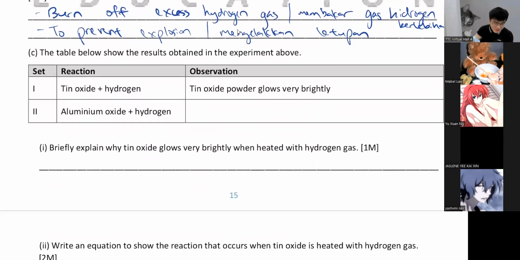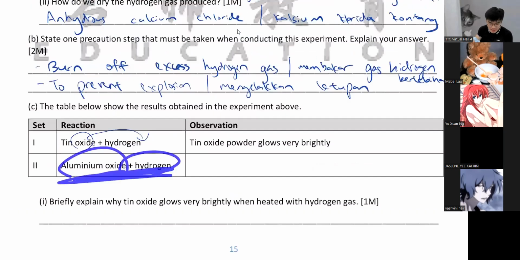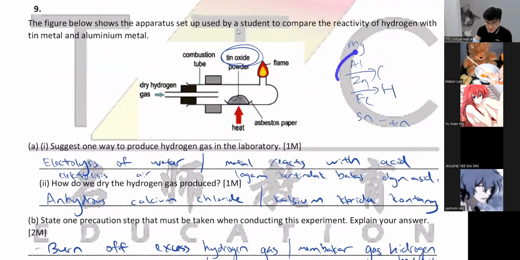I swear. Anyway, the table shows the result obtained. So tin oxide and hydrogen, this will glow. Why? Because oxygen kena rampas by hydrogen already. What about aluminium and hydrogen? According to this chart, aluminium is better looking than hydrogen. Aluminium is the leng zai one here. Doesn't glow, yes.